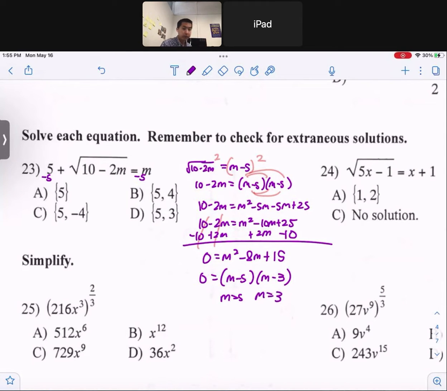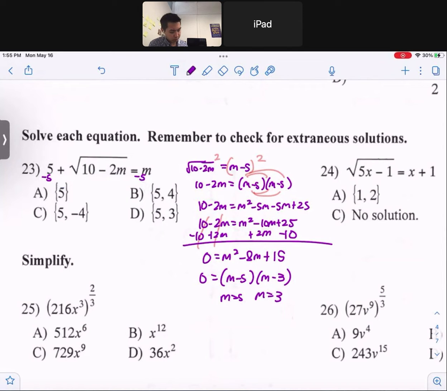But remember, you have to check your answers, and you check your answers by plugging them back into the original. And when you guys check, if you plug in 5 into here, 10 minus 10 is 0, square root of 0 is 0. And since m is 5, 5 would equal 5.